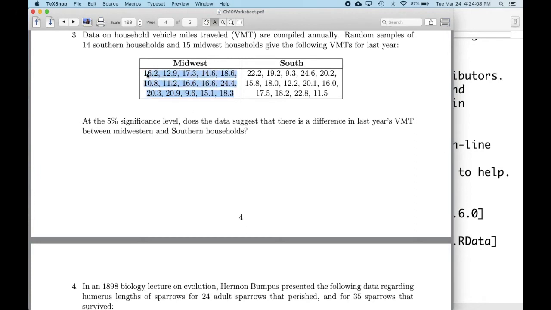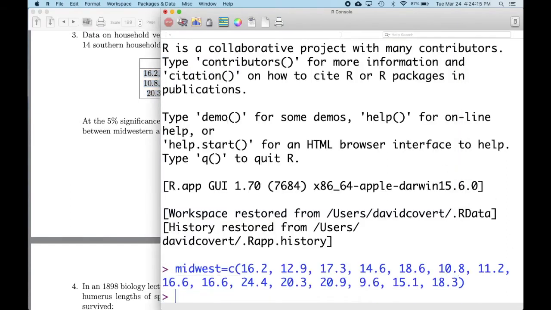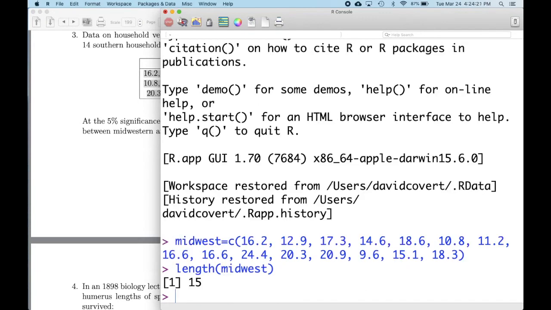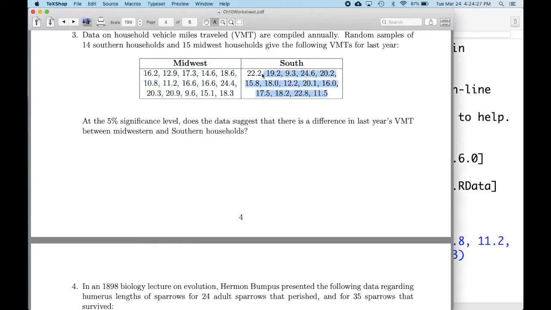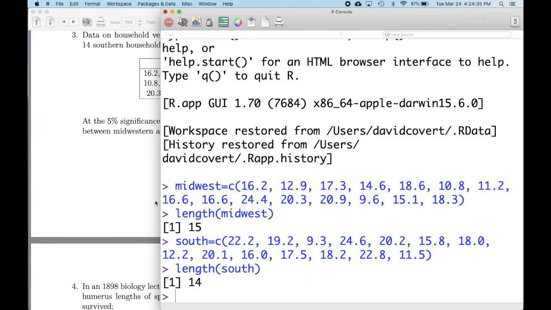Okay, so what I'm going to do is literally copy and paste the data. I'm going to call this Midwest. Okay, so copy, just to make sure that we got all 15 values. I think it's worthwhile just to make sure that the length is 15. And also we're going to do the same for the South, so literally copy paste that data, make sure we got all the values there, we didn't leave any out, so we got 14.